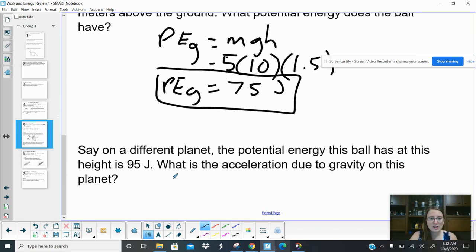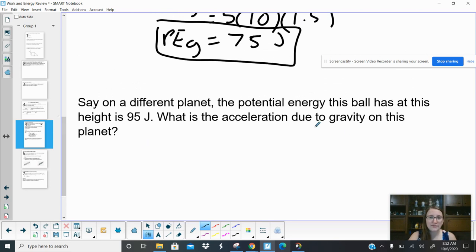Now let's do one more little question here, but this one's also pretty simple, just kind of applying our formula. Say on a different planet. On a different planet, gravity is different, right? So the potential energy this ball has at this same height is now 95 joules. So it has a greater potential energy, right? We said it was 75 joules here. On this planet, it's got a greater potential energy.